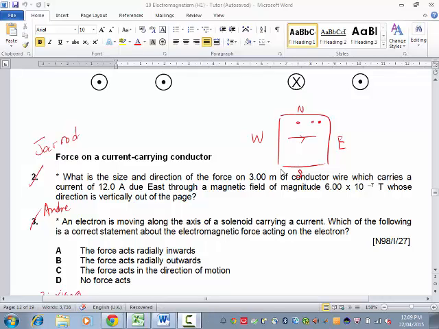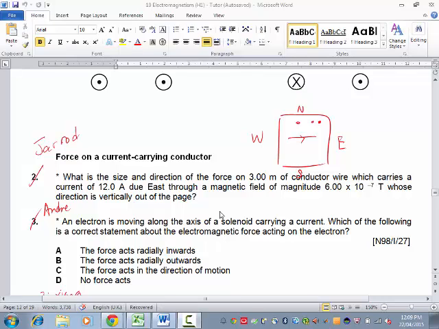Question 2. Sophia was asking me, how do I get the answer south? This is the north, south, east, west. The magnetic field is out of the page. The current is pointing to the east. So you apply your Fleming's left hand rule. Isn't your thumb pointing to the south? Okay. You draw this picture.